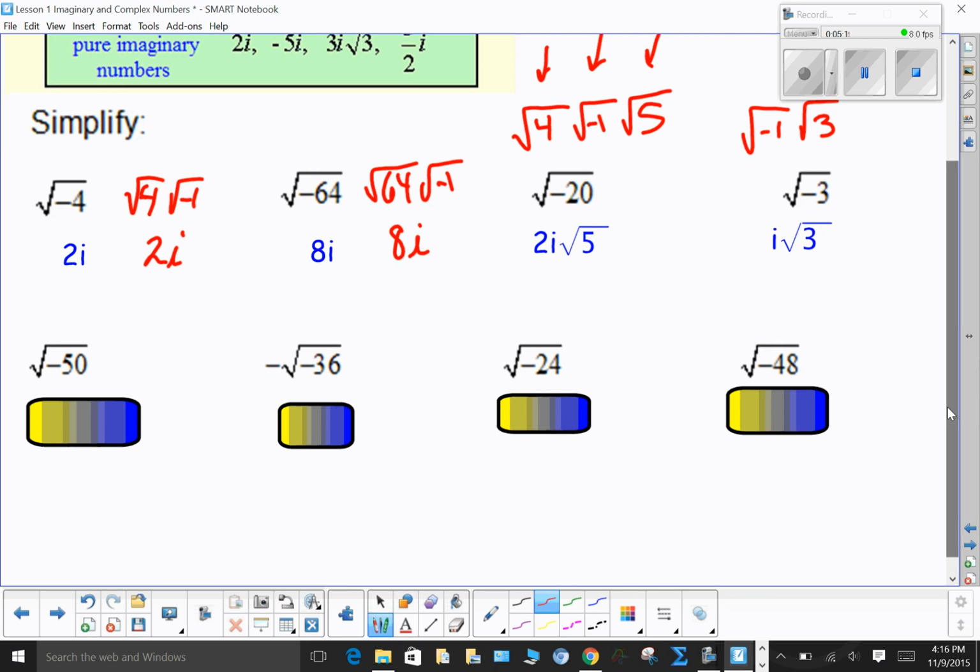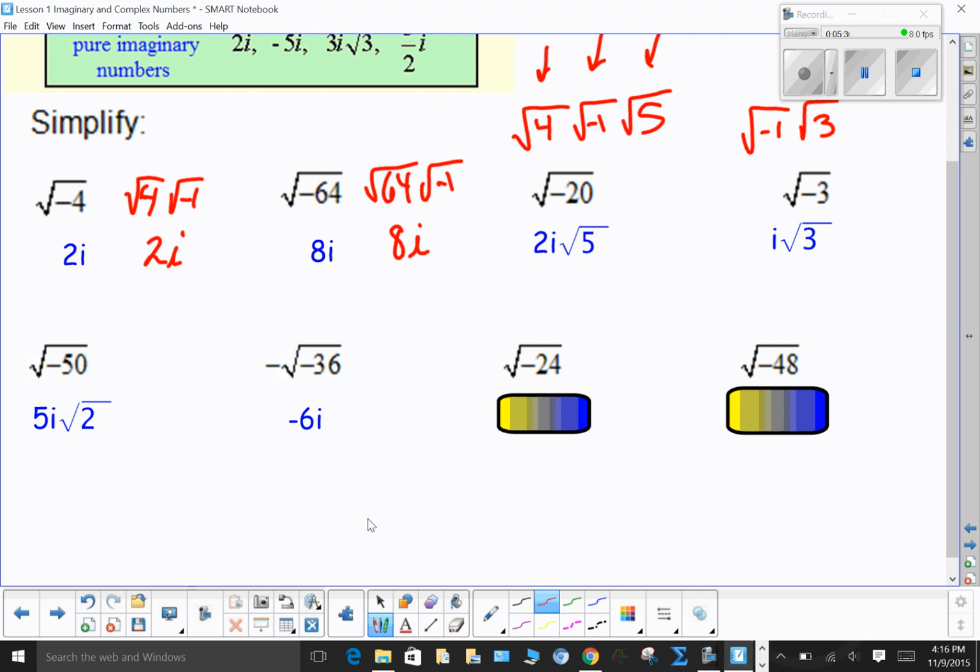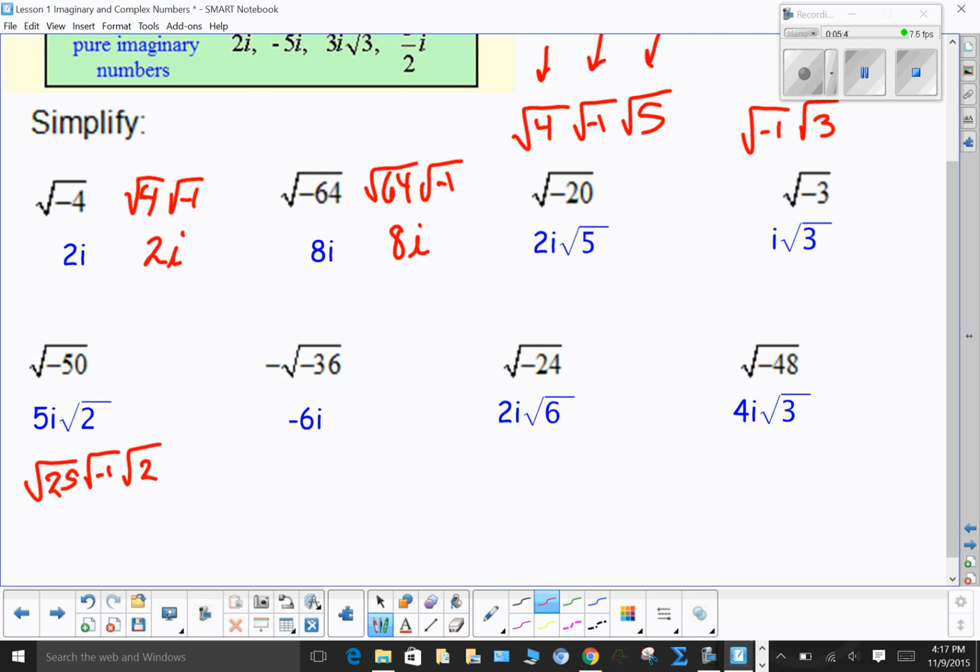Now, pause the video and try simplifying these 4. Let's see how you did. 5i root 2, -6i, 2i root 6, 4i root 3. Just so you know, we've got the square root of 25, the square root of -1, the square root of 2, negative the square root of 36, square root of -1. We start with the perfect square, then the imaginary unit, then anything else that's left over.